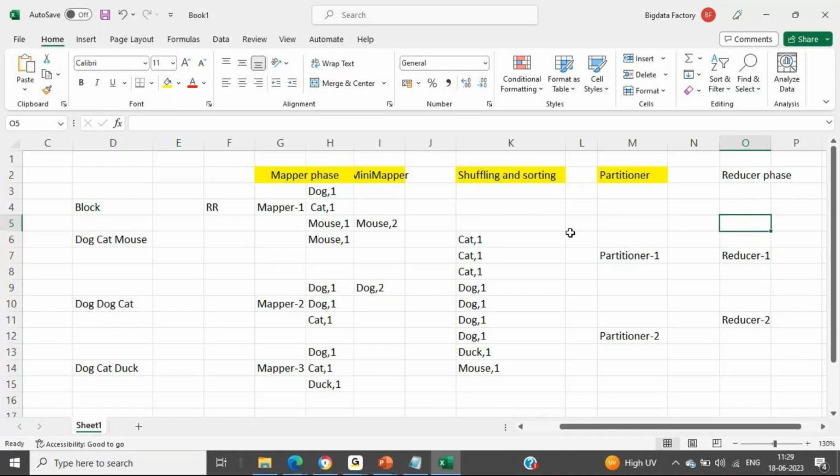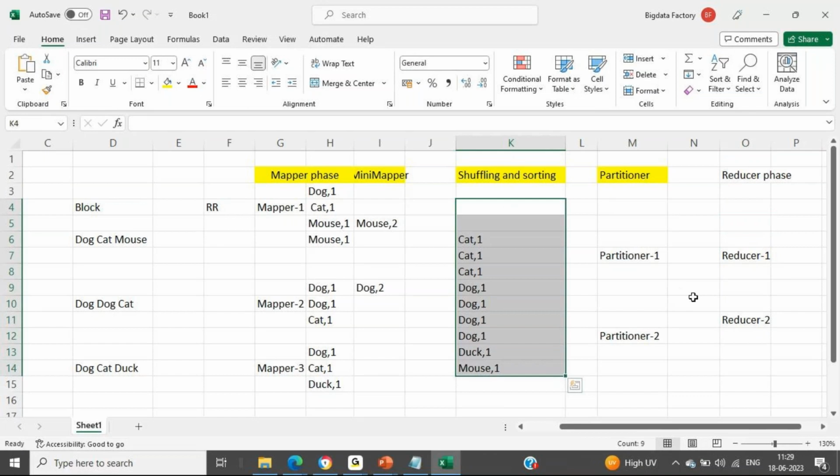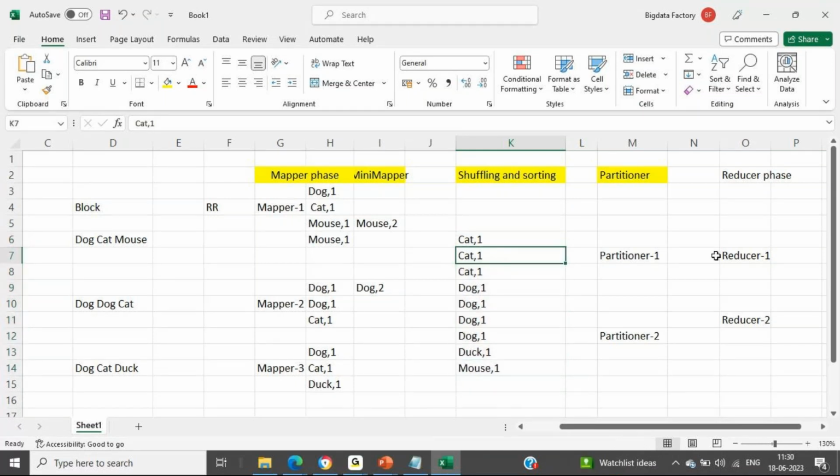Because why do I need to have shuffling and sorting? To move this particular data to the reducer. Shuffling is collecting one type of data and giving it to the particular reducer.